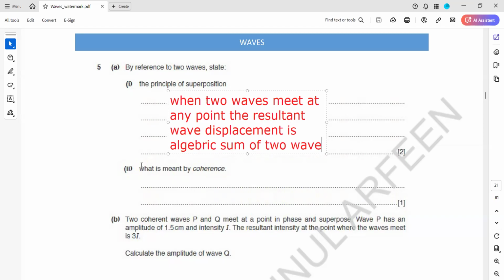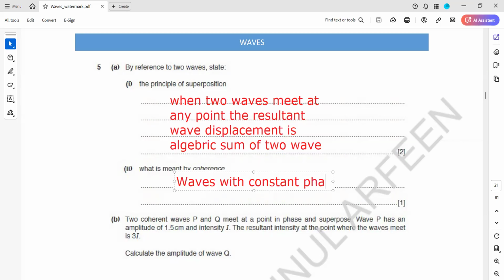What is meant by coherence? What is the meaning of the term coherence? The term coherence means that the two waves have a constant phase difference. When two waves have a constant phase difference, we call them coherent.